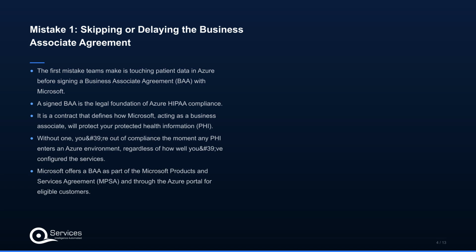Microsoft offers a BAA as part of the Microsoft Products and Services Agreement and through the Azure portal for eligible customers. The BAA process is not automatic. You have to actively accept it. Many teams skip this step during a rushed proof of concept phase and then forget to formalize it before moving to production. Microsoft's official Azure compliance documentation details the BAA scope and which services fall under it. Read it before you write your first pipeline.